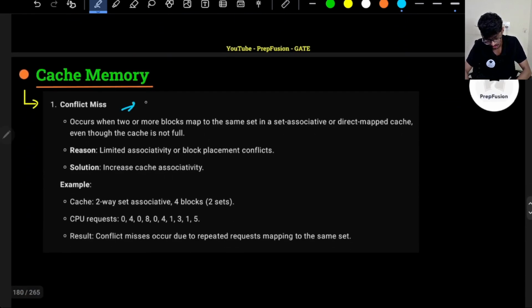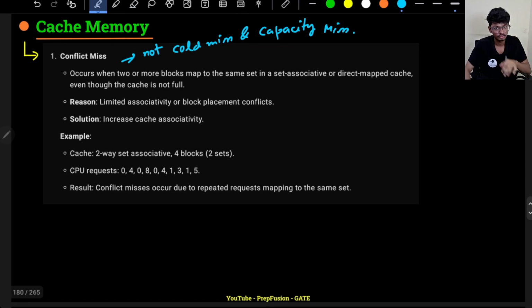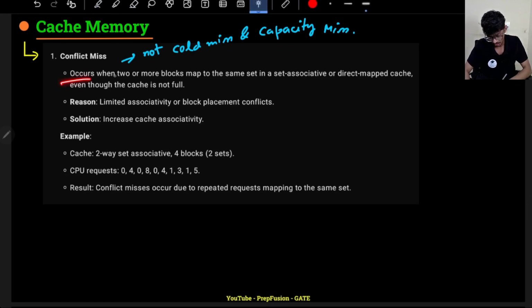Next, the last is the conflict miss. Conflict miss, you will check if it is not a cold miss and not a capacity miss. If it is not a cold miss and capacity miss, then only you will check the conflict miss. So it occurs when two or more blocks map to the same set in a set associative or direct mapped cache.